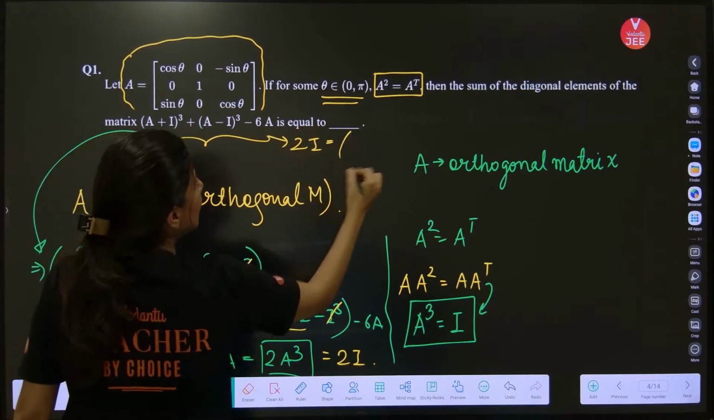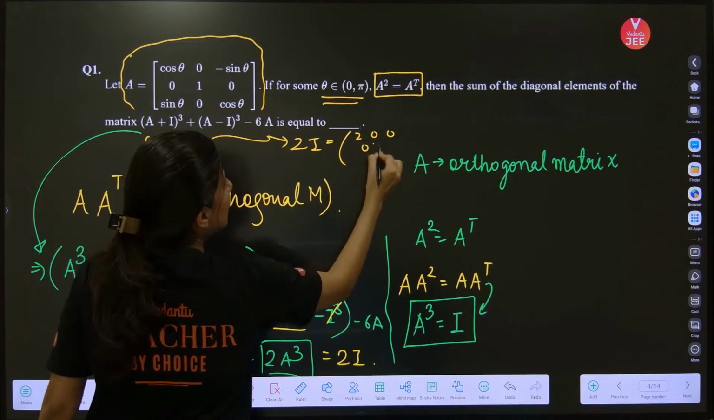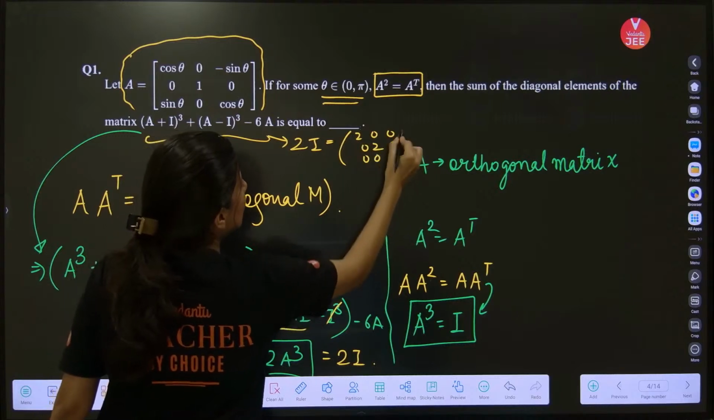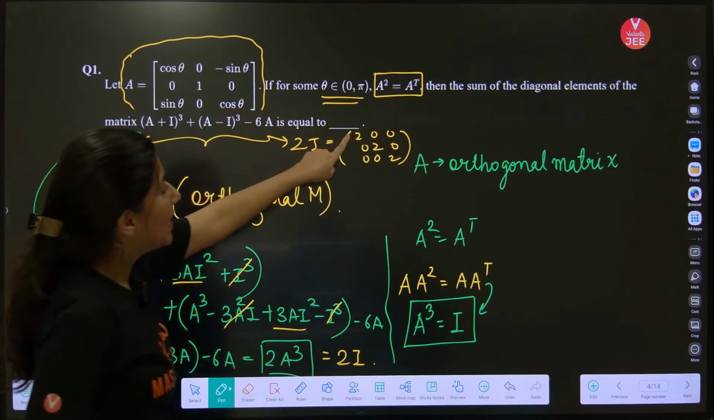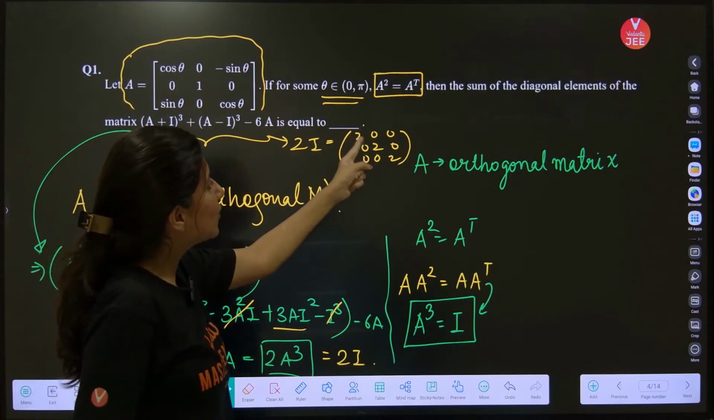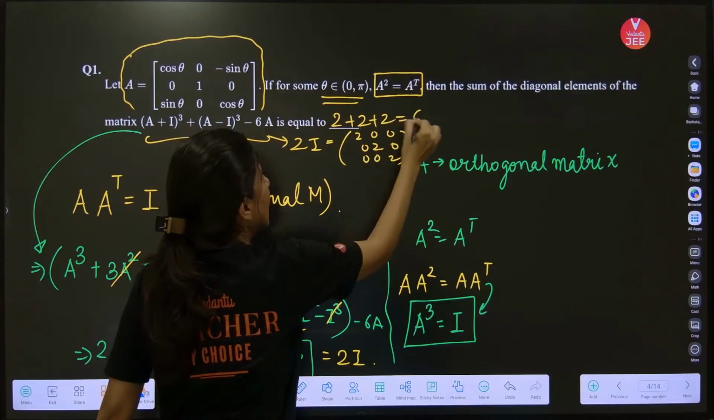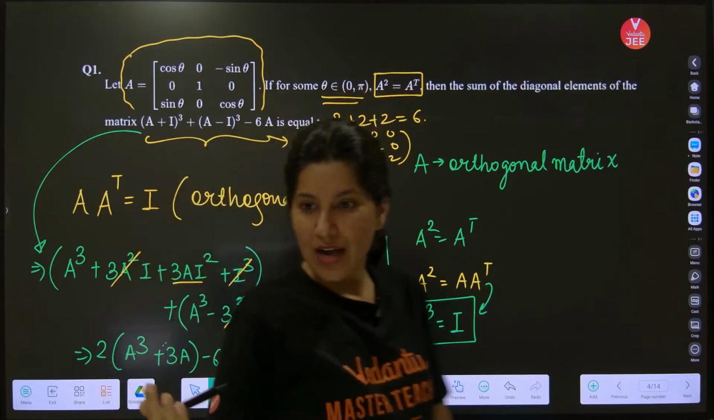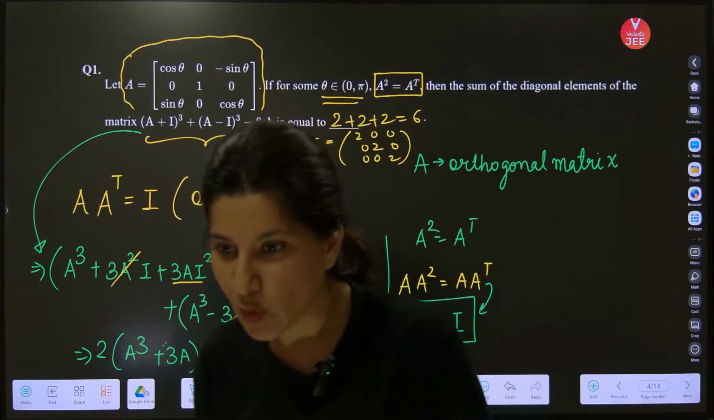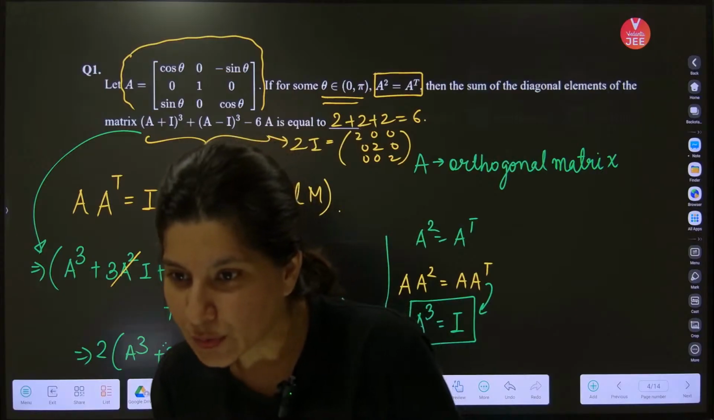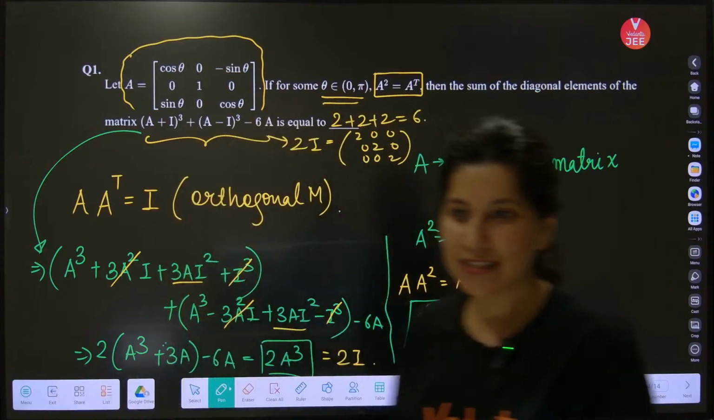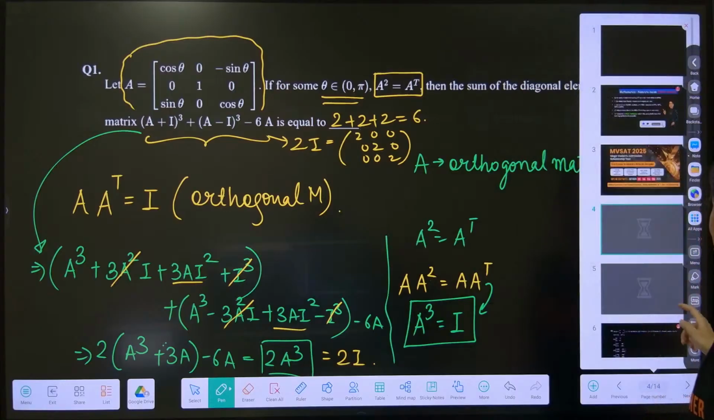This is nothing but 2 0 0, 0 2 0, 0 0 2. Now the sum of diagonal elements of this particular matrix is 2 plus 2 plus 2, so that is going to be 6. And I know that so many of you are absolutely correct. So 6 is the correct answer.